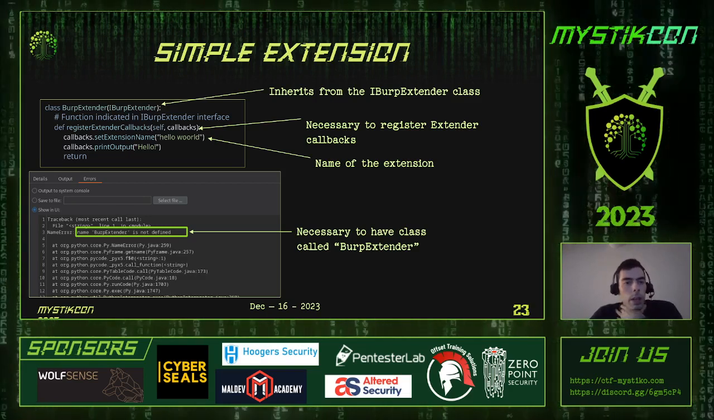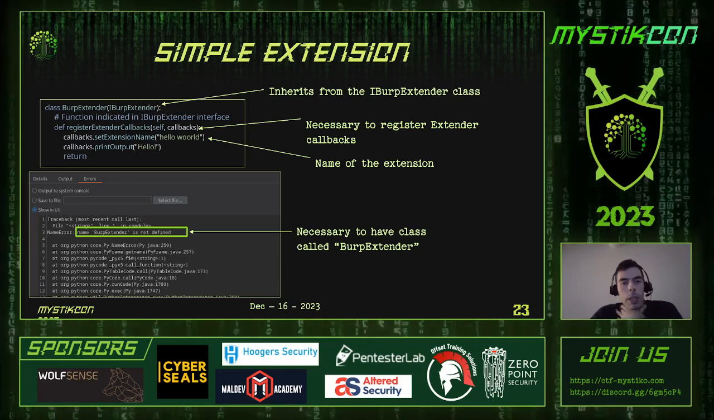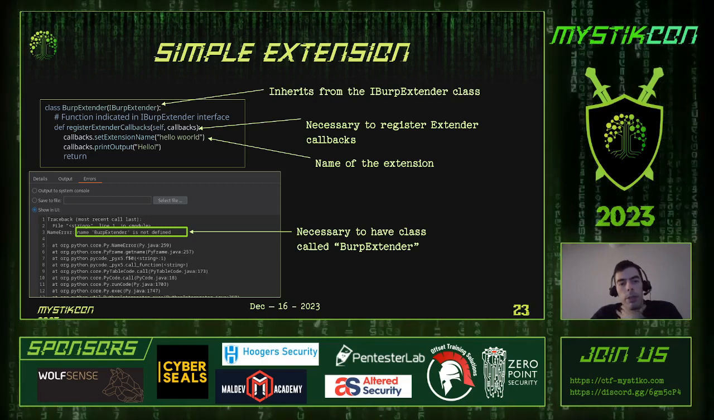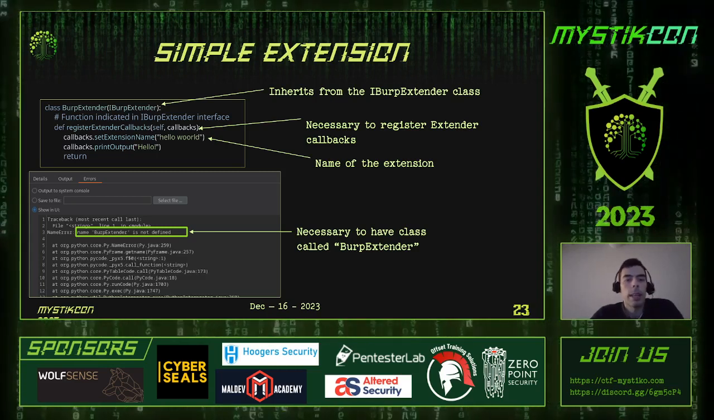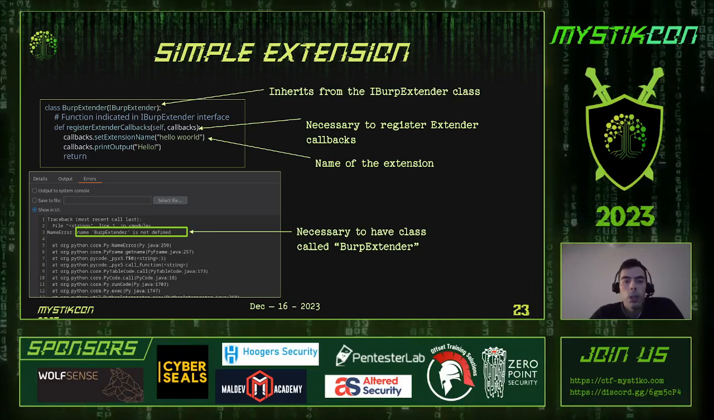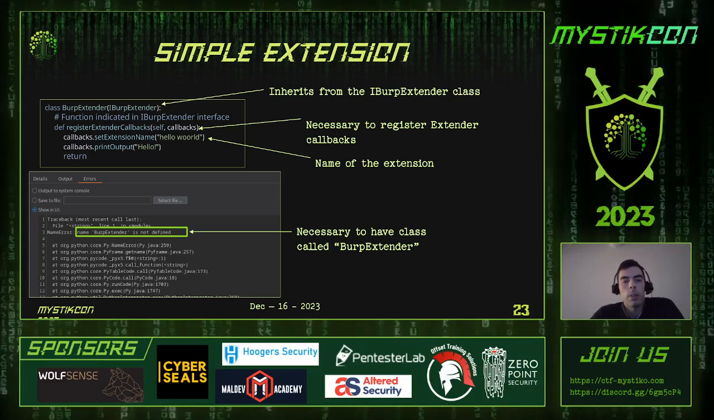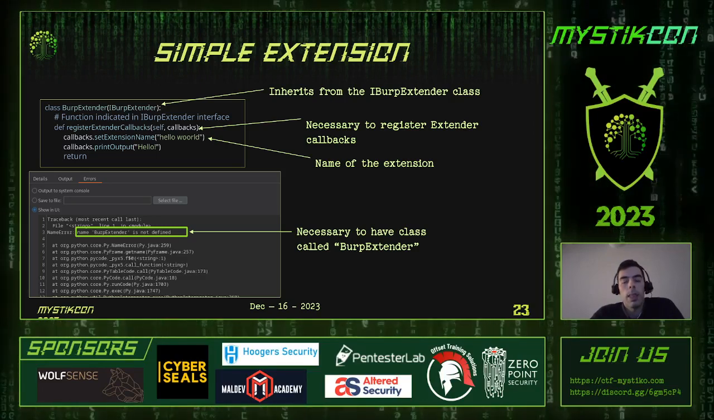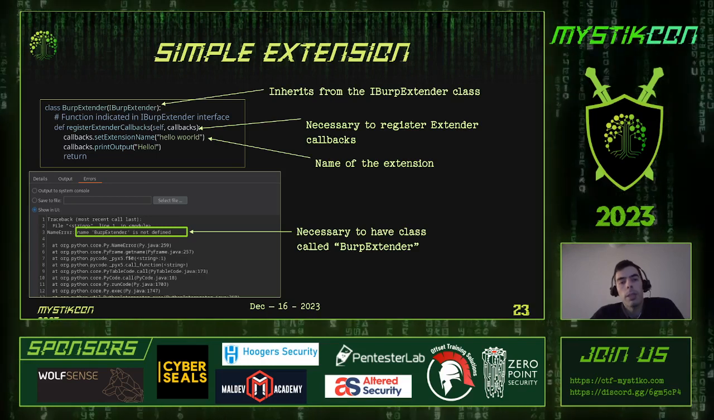Now, you also need always to define at least this function. And this is the first thing that will execute when you load the extension, registerExtenderCallbacks. And you need to do it like this. You need to pass self as always as the first argument, and then you need to have this callbacks variable. So this is populated by Burp.